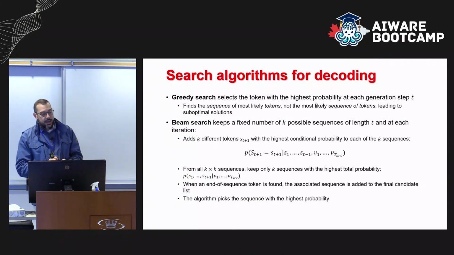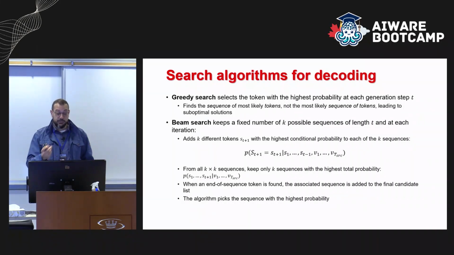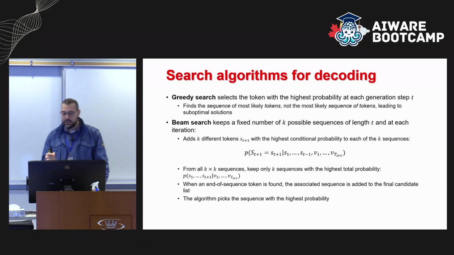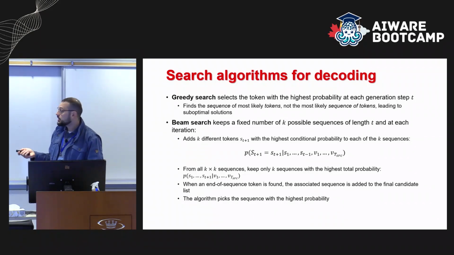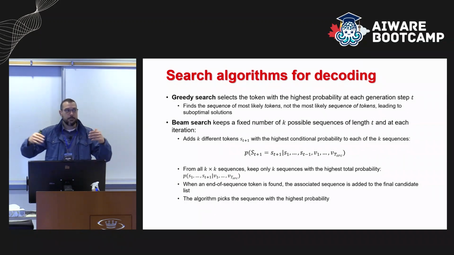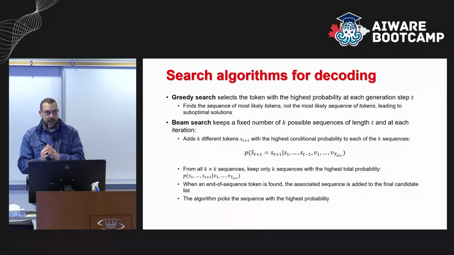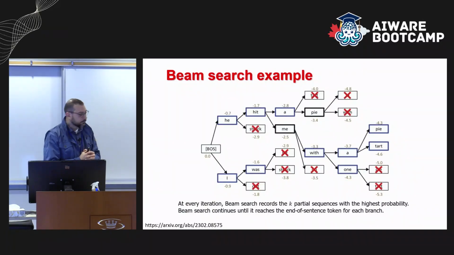How beam search works is, first of all, it keeps a fixed number K of possible sequences of length T at each iteration. So there is a parameter on beam search, which is K, the number of sequences that we're keeping in memory at each step. So let me illustrate what a beam search looks like.